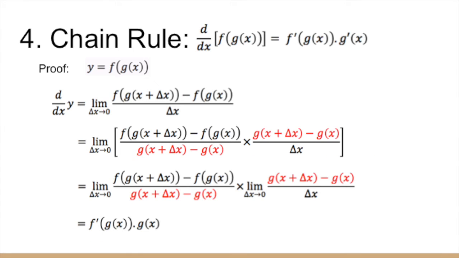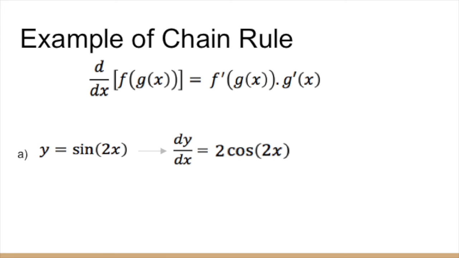The last rule is the chain rule. d over dx of f of g of x equals f prime of g of x times g prime of x. To prove this rule, we'll use the definition of the derivative on the chain. And then, example of the chain rule.